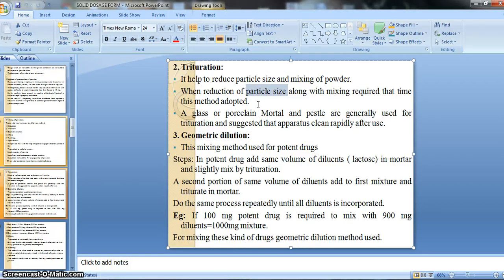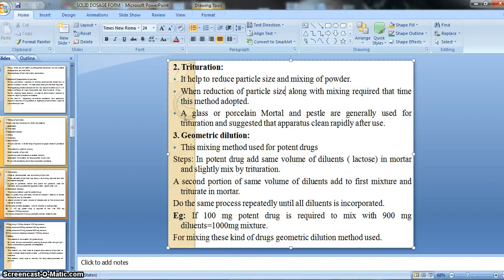If the particle size is less, then we get increased surface area. If surface area increases, ultimately the absorption rate increases. If the absorption rate increases, then we get a desired pharmaceutical or therapeutic action. Hence the particle size of powder plays a very important role, right?